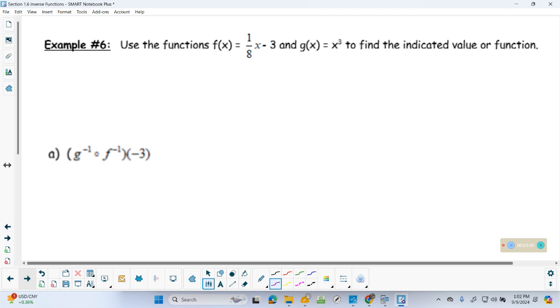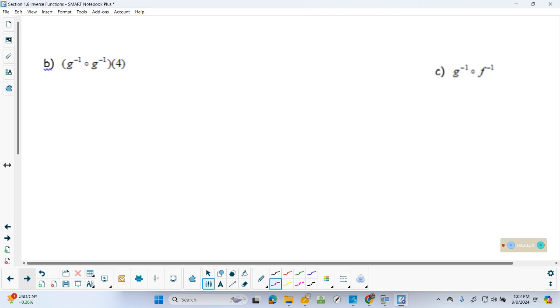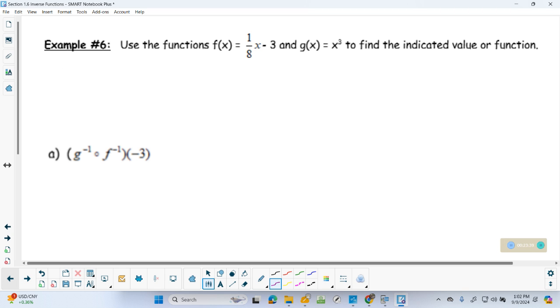So it says use the functions to find the indicated value. So I'm looking at A, I'm like G inverse and F inverse. Okay, G inverse and G inverse. So all of these have inverses on them. They didn't give you the inverse functions. Boo. Okay, we got to make them. So that's why I left you some room here. I'm going to make F inverse first.